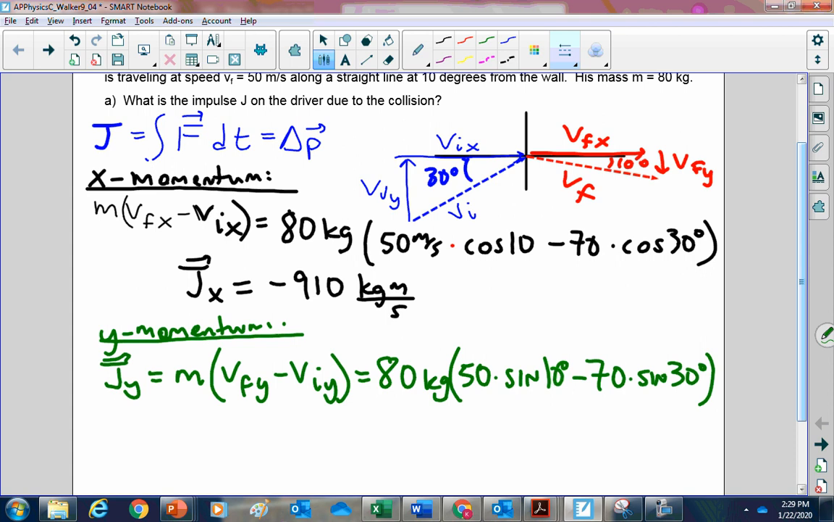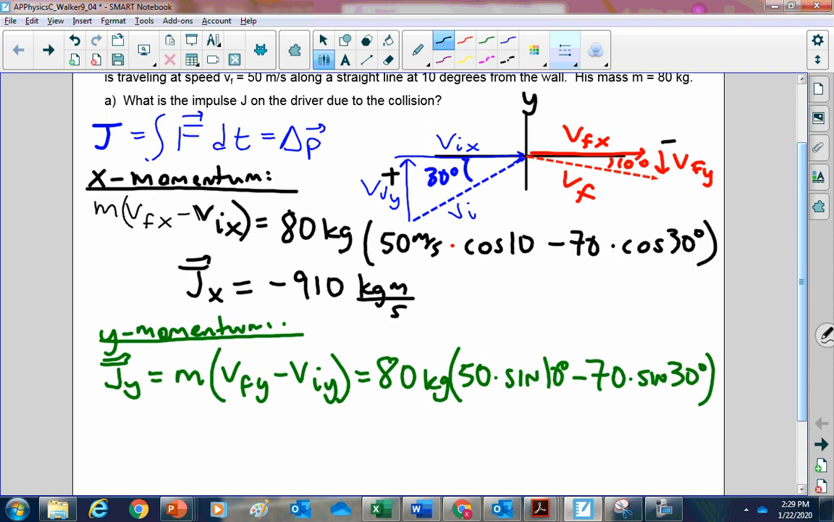Coming, let's see, if I'm looking at the y direction here, which way is positive? So if I am going into the wall, should this way be positive? So pick a direction here. Usually I would say up is positive, so this is positive, and this is the negative direction.